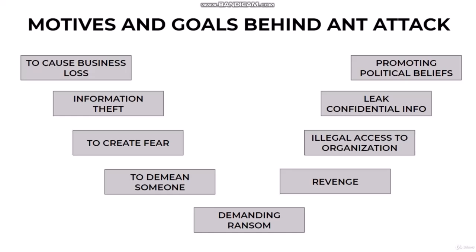So the main motive is financial gain, or information theft and leaks, or you want to create fear, you want to blackmail someone, or demand ransom. Or you can also use an attack to demean someone. You can post some viral information over the web to actually demean that person.